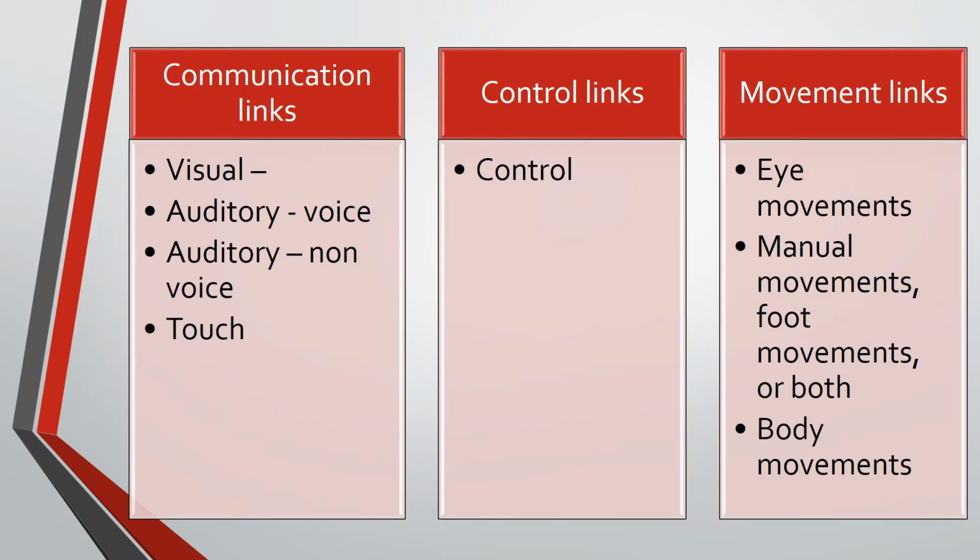Now under communication links we can think of visual, auditory, voice or non-voice, and touch. All these come under communication links. And control links are various measures to control the various activities that are performed in an environment. And the movement links can be eye movements, manual movements, foot movements, or both, and then overall our body movements. These all come under movement links.